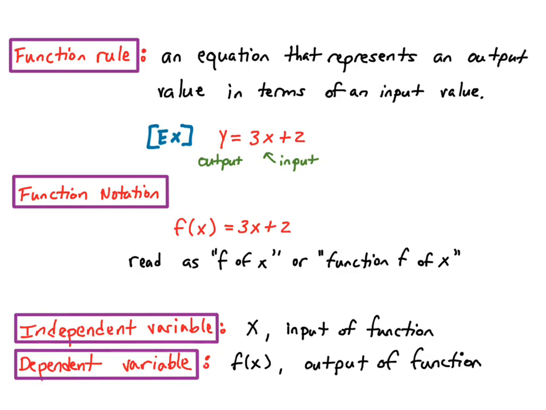And then down here, we're helping you remember. Independent variable is x. It's the input of your function. Dependent variable, in this case, would be f of x or y, or the output of your function.